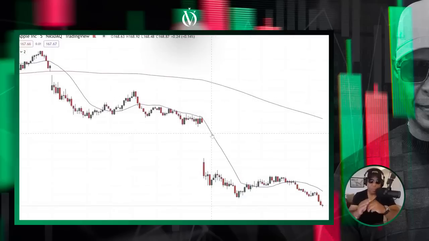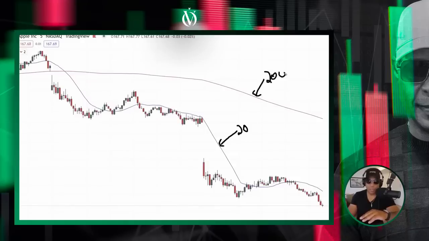There are two moving averages on my chart. First of all, we're looking at a 5-minute chart, and it doesn't matter the time frame. The blue moving average that you see here is the 20-period simple moving average. And this red one is the 200 simple moving average.